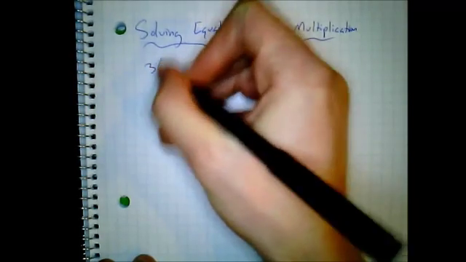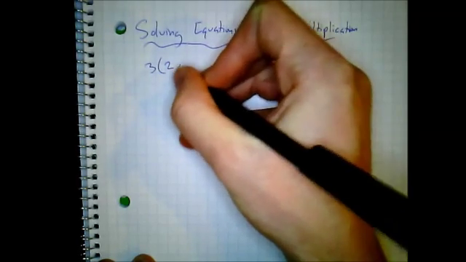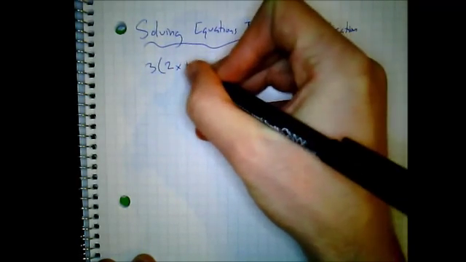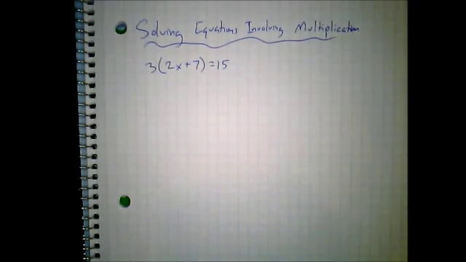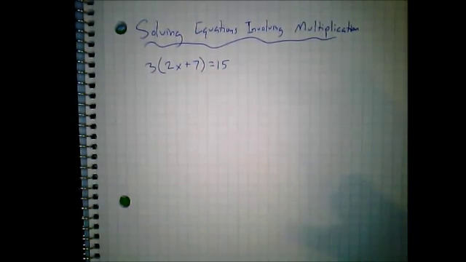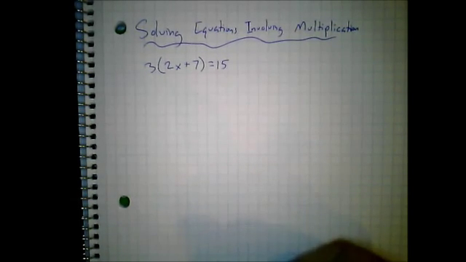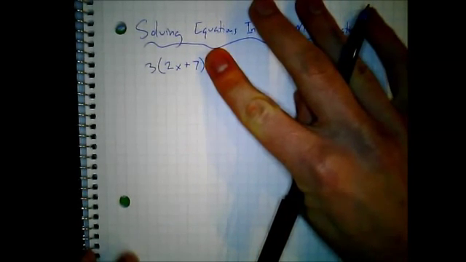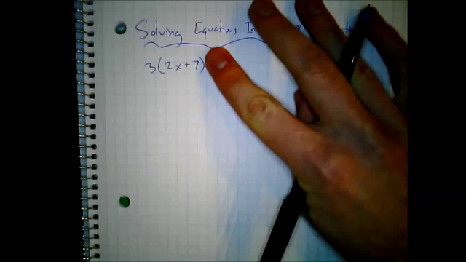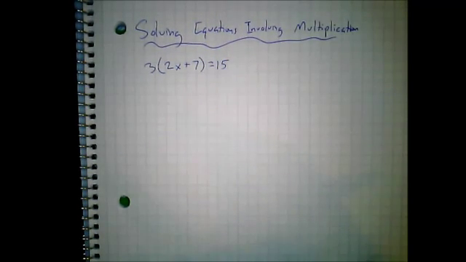So let's start with this example. We have 3 times the quantity 2x plus 7 equals 15. There's nothing new in this equation. We might not have seen an equation like this before, but we've seen equations before, and we know how to distribute. We just want to put all of our previous knowledge together so that when we see an equation like this, we're comfortable working through it.